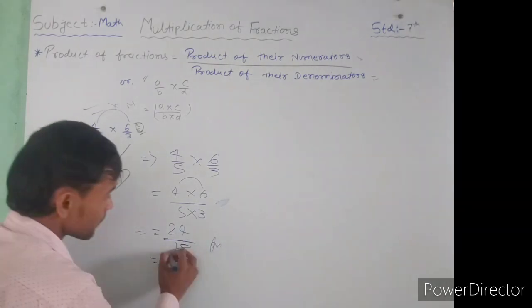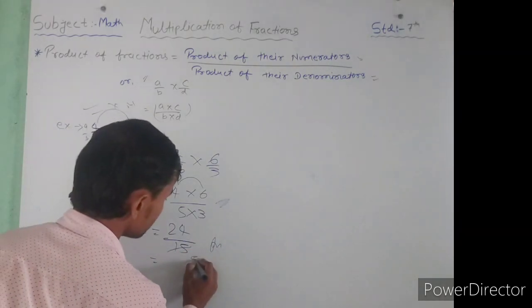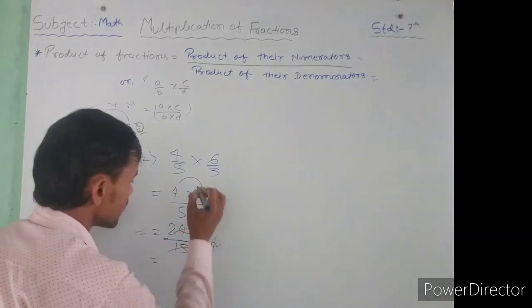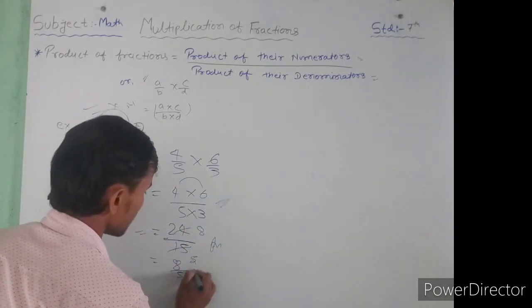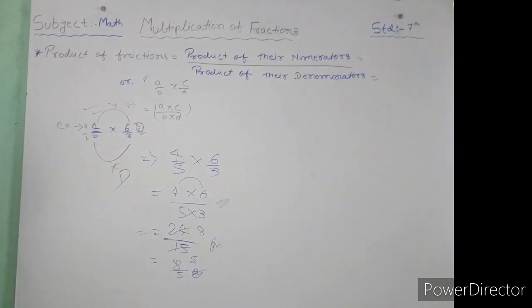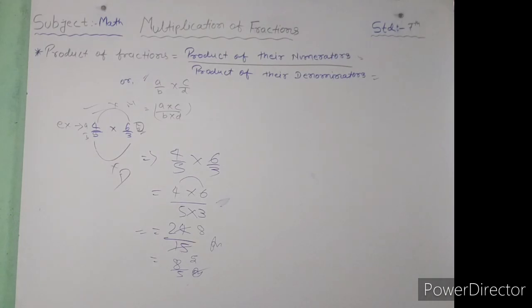Cutting it, 5 threes are 15 and 8 threes are 24, so 8 by 5 is your answer. Firstly, pause the video and write it in your copy, then we start our next topic.